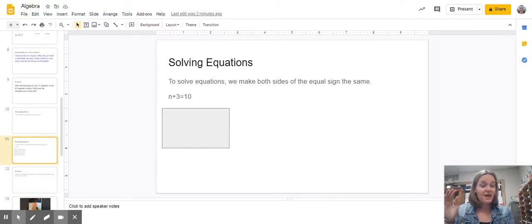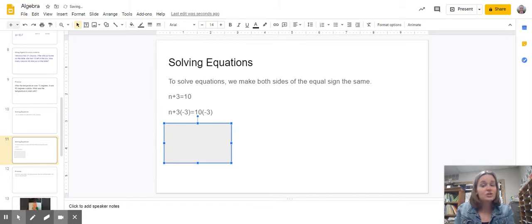All right, so I have my variable plus 3 on one side of my equal sign. So I want just the variable, so I'm going to try and get rid of the plus 3. How do I get rid of plus 3? I subtract 3, because 3 minus 3 equals 0, nothing. Okay, so I'm going to subtract 3 from one side. If I subtract 3 from one side, I have to subtract 3 from the other side. They have to be equal. They have to be balanced.